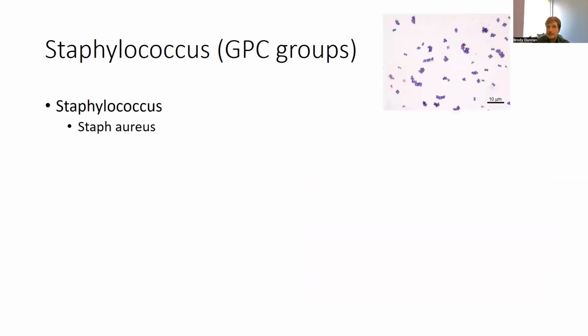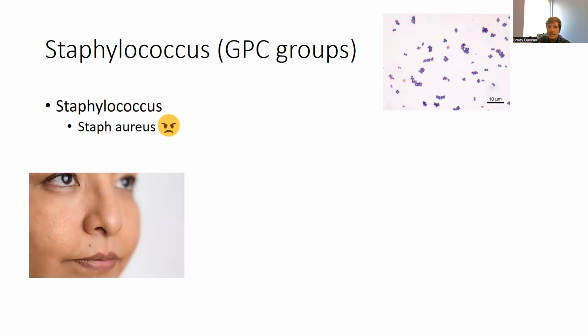First we'll talk about Staphylococcus as a genus. Again, this is GPCs in groups. Staph aureus is the number one organism we need to think about when we're thinking about Staphylococcus. The reason for that is it is a nasty guy. Staph aureus is not your friend.